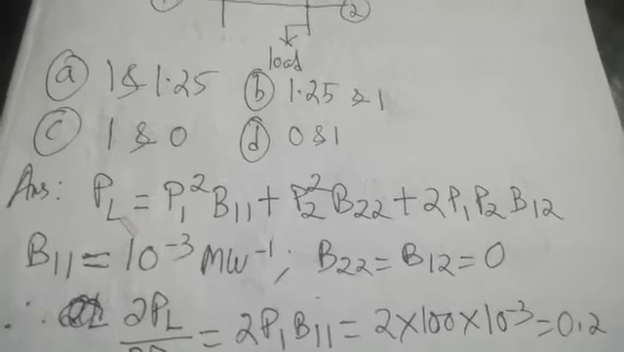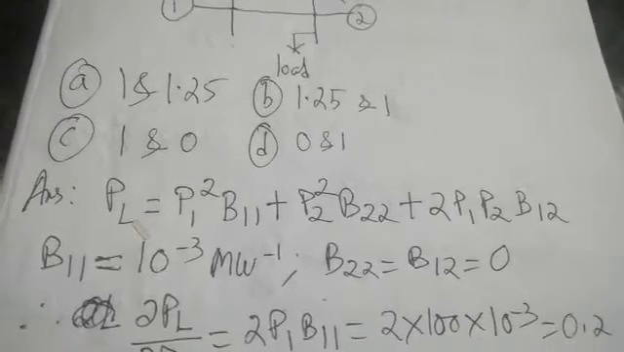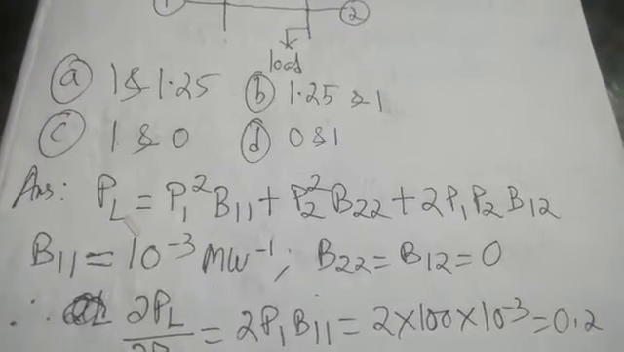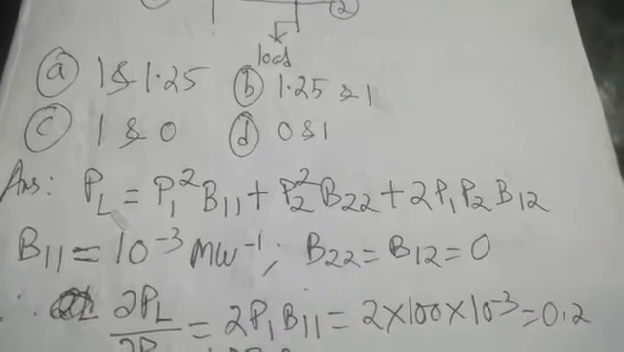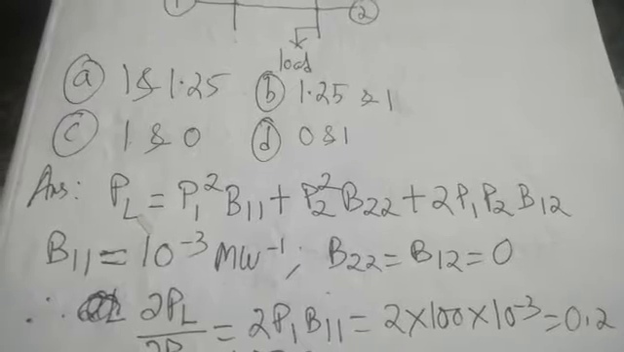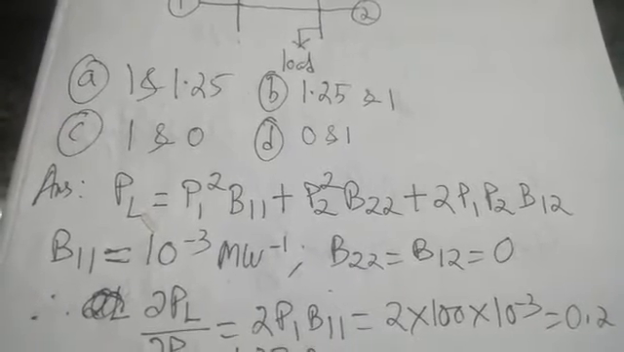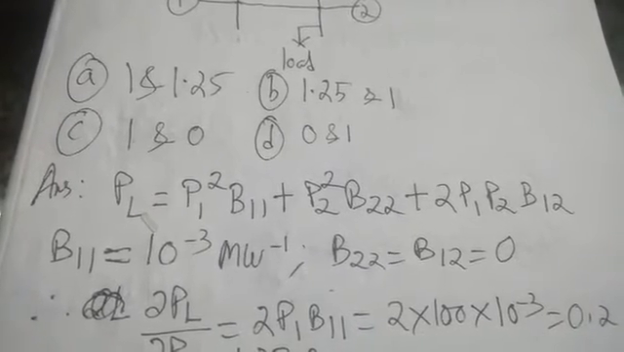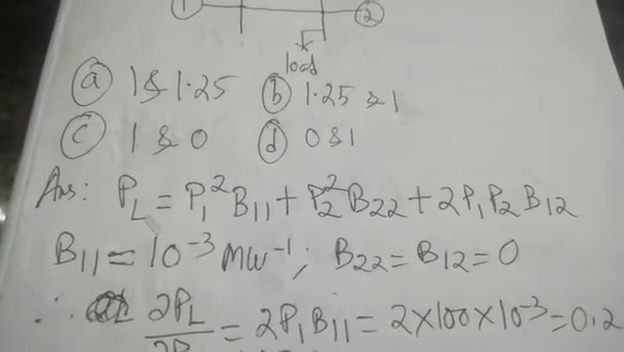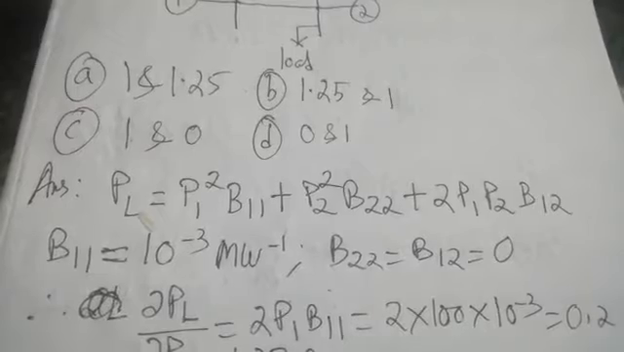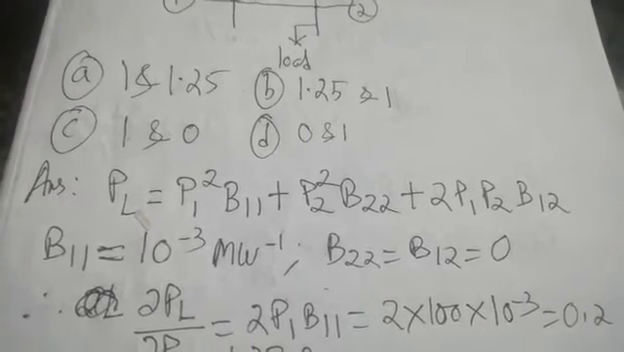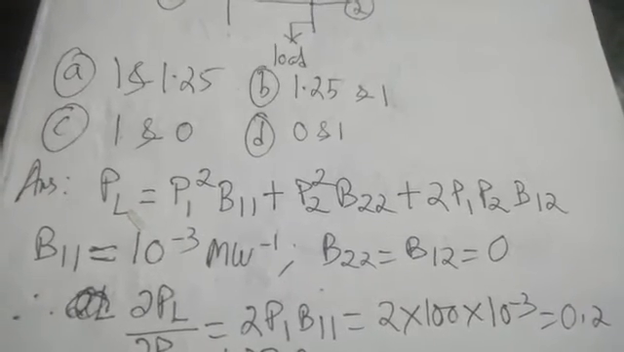Now the power transmission loss for a 2-bus system, as we know, is PL equals P1 square B11 plus P2 square B22 plus twice of P1 P2 B12. Here, of the transmission loss coefficients of B, only one value is given, that is B11, which is equal to 10 to the power minus 3 megawatt inverse. The other values are not given, so we have to take them as 0. So take B12 and B22 as 0.